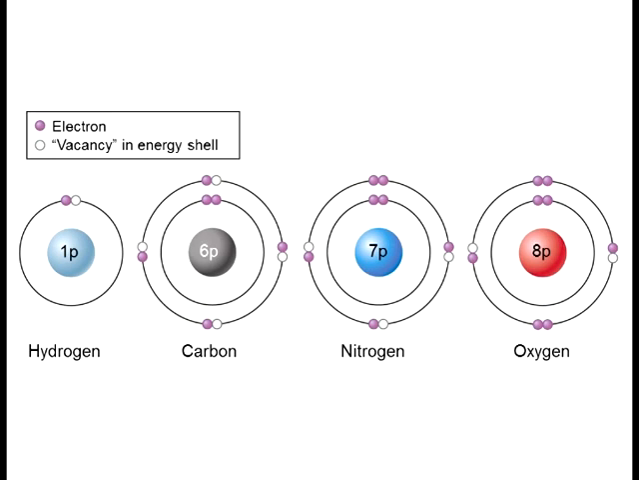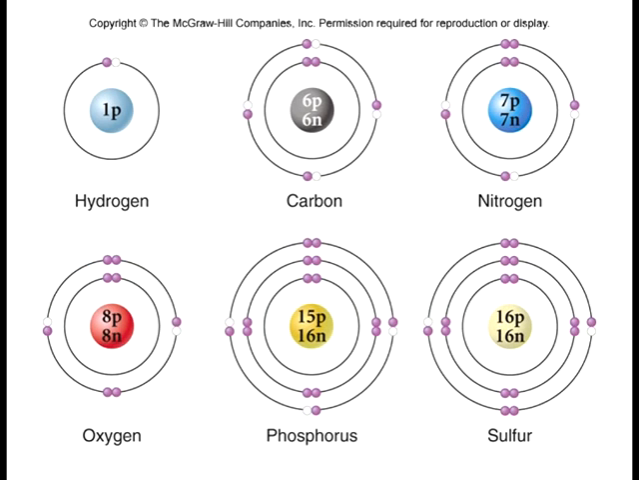2 in the first, 8 in the second, 8 in the third. So if you have something like carbon, which has 6 protons in its nucleus.